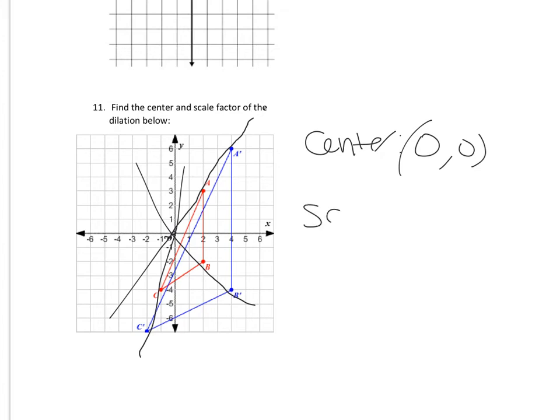And the scale factor, what you're going to do is look at, this time we can look straight up at coordinates and not necessarily distances. Well, actually, let's just do distances because these look even. This is my image. I'm going to take my image and divide it by the pre-image. The distance from here to here is 10 units. I'm going to divide it by the distance from here to here. You're going from 3 to -2, so that is 5 units. So 10 divided by 5 is scale factor 2, which means this figure is twice the size of this figure.